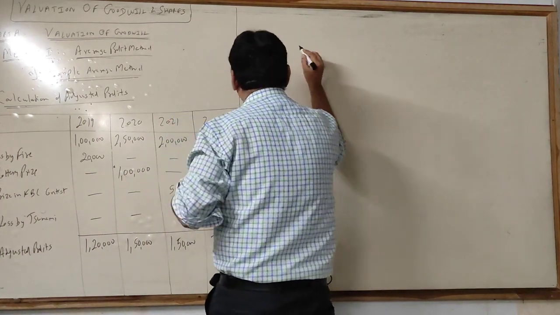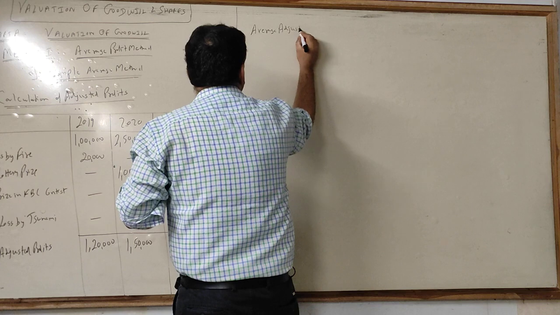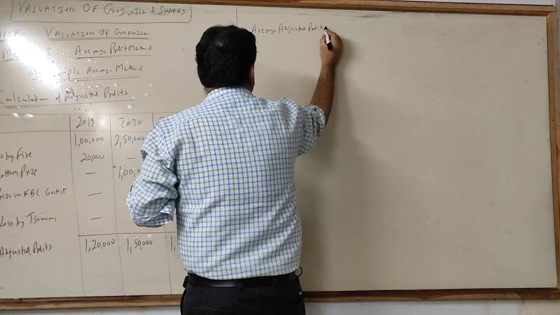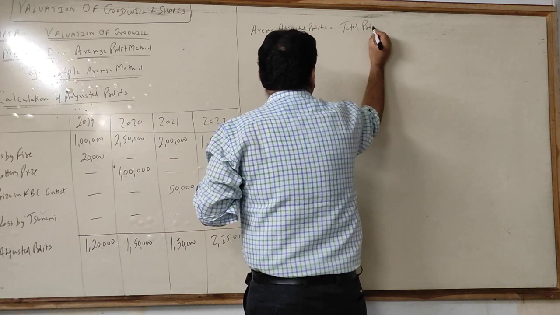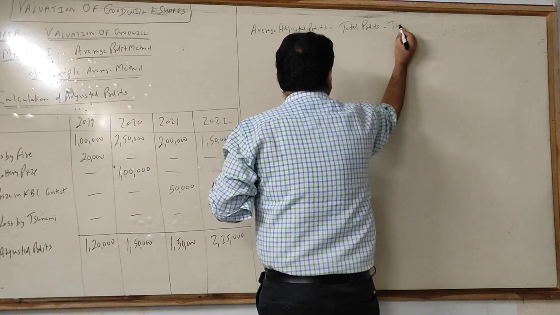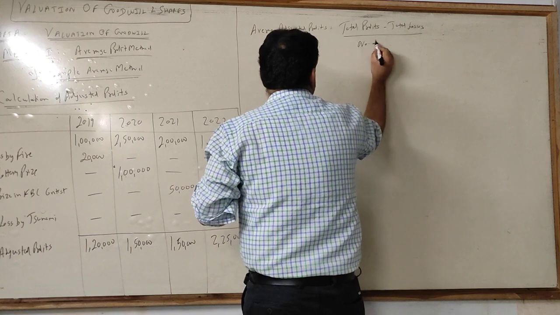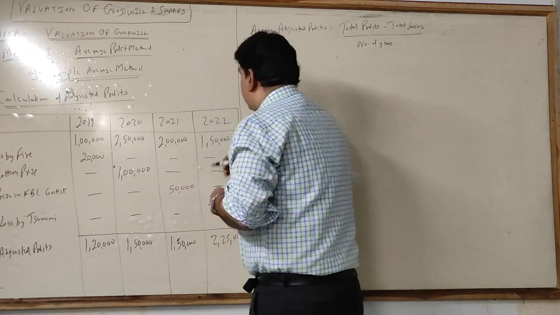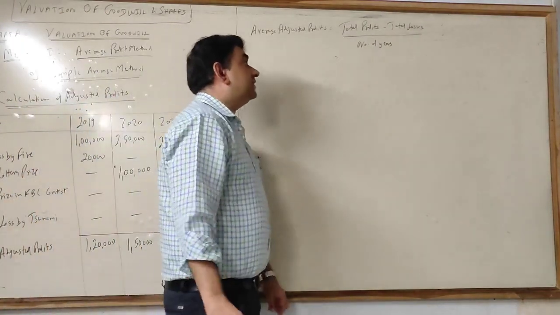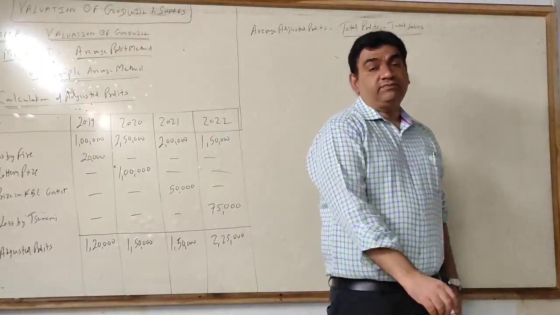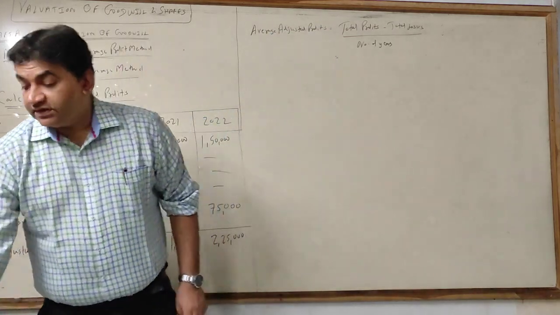Below the table, if you all have space, right. Average adjusted profits is equal to, put the formula because it's a board exam, total profits minus total losses divided by number of years. Okay. Average adjusted profit is equal to total profits minus total losses divided by number of years.